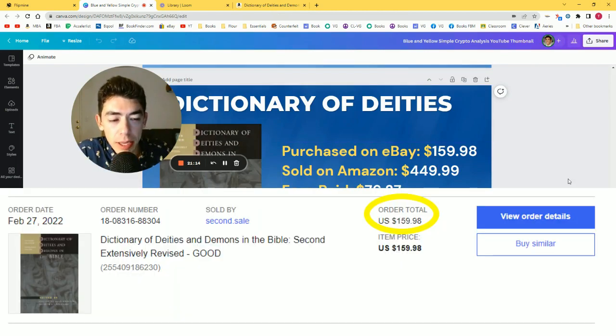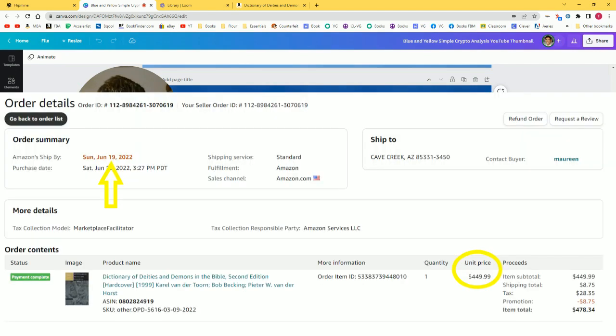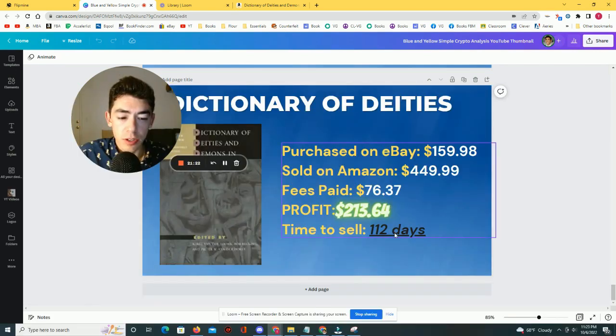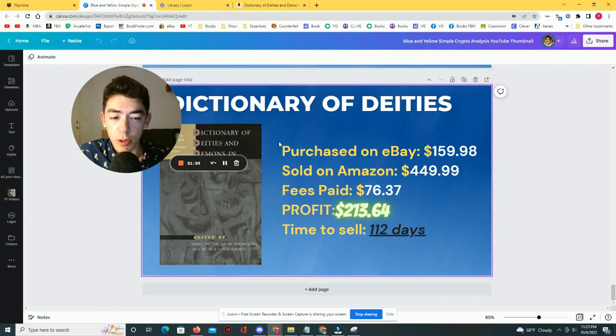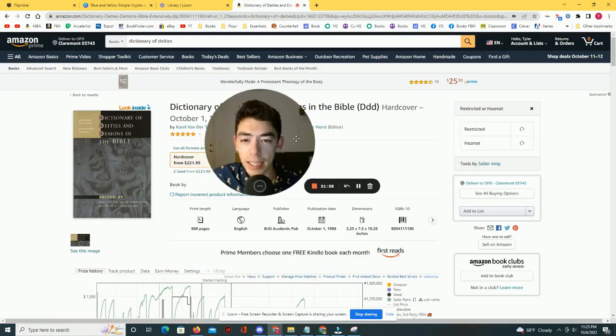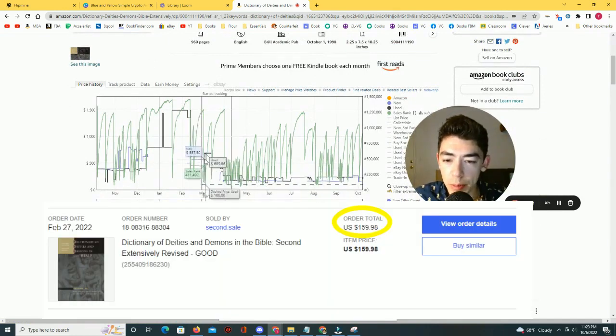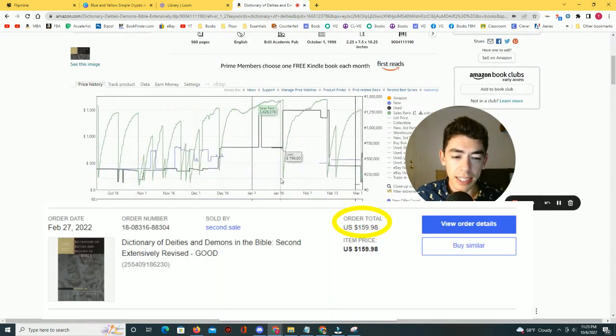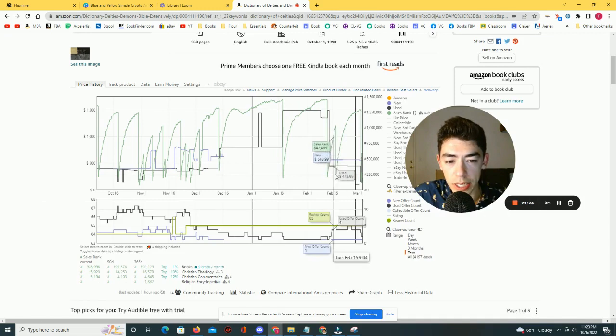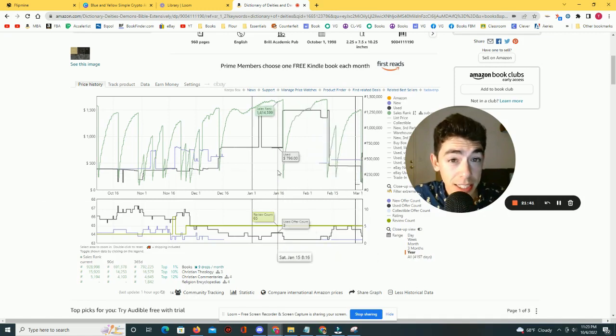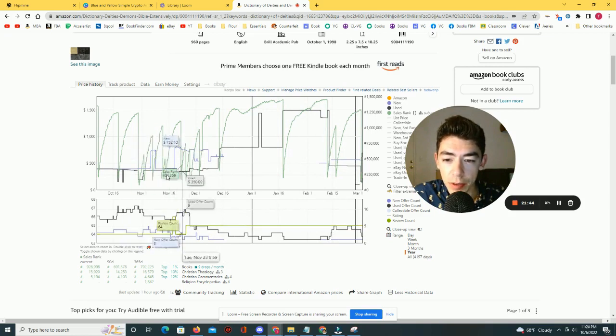I bought this on eBay for $159, flipped it on Amazon for $449.99, and made a profit of $213, and it took 112 days to sell. So let's go ahead and look at the actual listing here. Now, I bought this book on February 27th. So if we go back to February 27th, this is the data that I was looking at, which was, okay, 2 sales here, $449, and then a sale here at $796, and then a handful of sales above $400.